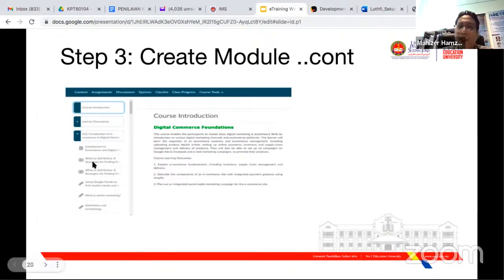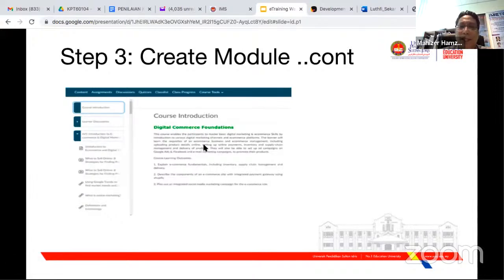Yang kedua ni YouTube, laman YouTube yang ada. Contohnya ada laman YouTube yang berkaitan dengan topik ni, Digital Commerce Foundation. Jadi dia perlu letakkan link tersebut ataupun YouTube video yang telah dibina. Okay, you develop your own training video, so you can link the video here. Okay, and also this another trainee ialah link kepada website.